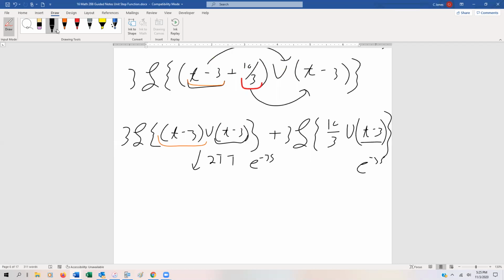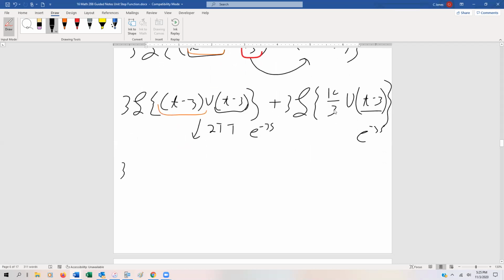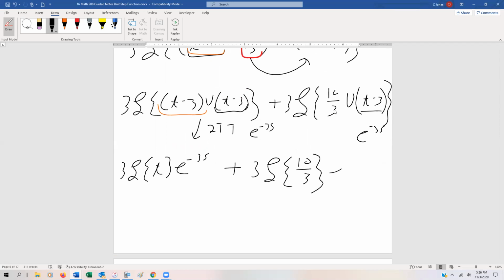Right? And so here's what we get. By employing our second translation theorem, we get 3 Laplaces. Instead of t minus 3, that's just going to become a t. And this guy right here, as well as the t minus 3, is going to become our e to the minus 3s. On our other Laplace, this is going to become 3 Laplace of 10/3 and e to the minus 3s.